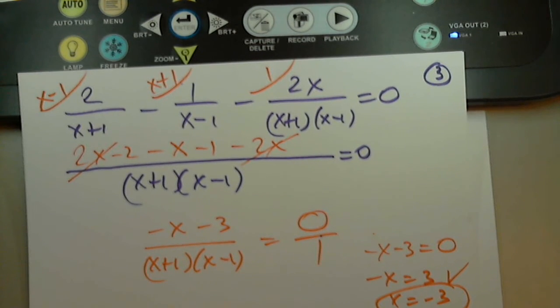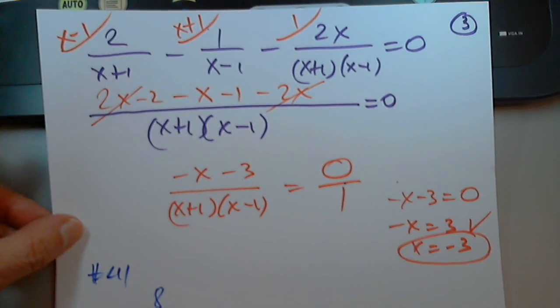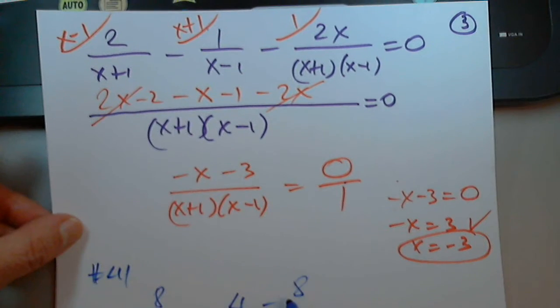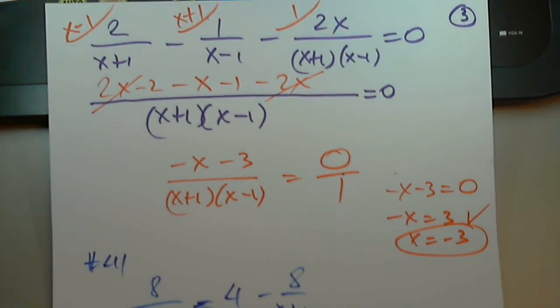Other questions for me before we move on? 41. Yes, from page 120. Okay, 41. So let's take a look. What was the problem with 41? 8x over x plus 1 equals 4 minus 8 over x plus 1. Good. So what was the problem here? What do you think we needed to look at?